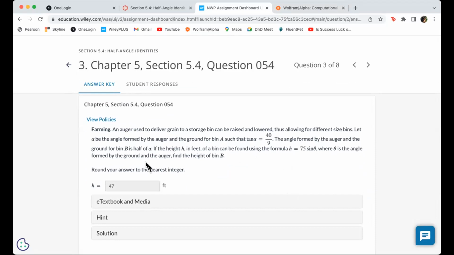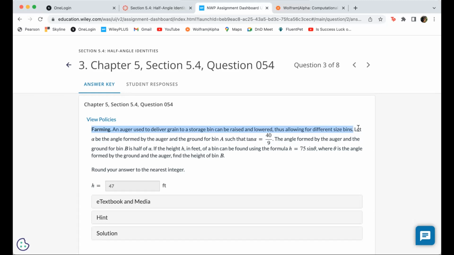Okay, so an auger used to deliver grain to a storage bin can be raised or lowered, thus allowing for different size bins. So when I look at this part, I don't see any trigonometry. And this is one of the tricks in word problems. In a word problem, you have to remember what it is. What can I do with a word problem? Think about where you are. We're in section 5.4. We're talking about half angle identities. So I see this, I'm like, oh, okay, trig stuff.